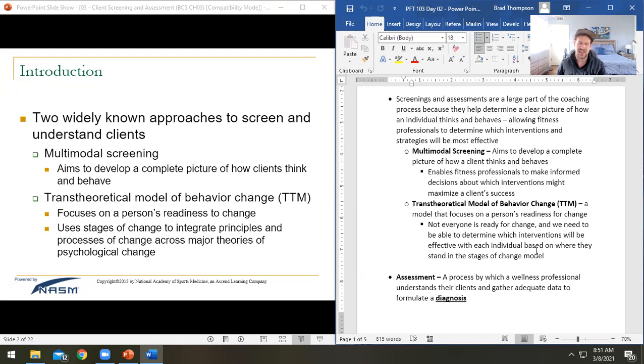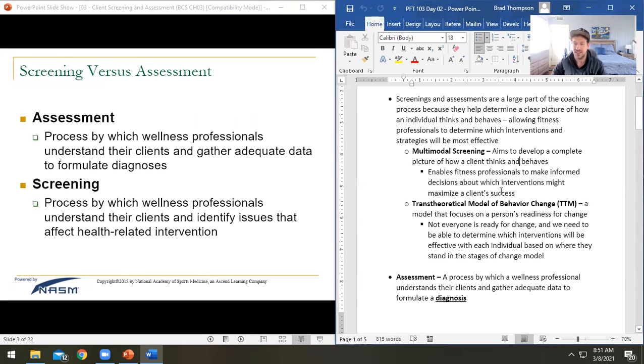If I find they've been inconsistent, which is a pretty common thing and generally what most people say, I will immediately start making a couple of assumptions and strategies in my head: this person has struggled being consistent, so we need to find a way to make it part of their routine. That's something we can screen for in this initial assessment. So that's what we're looking at today: multimodal screening aims to develop a very clear picture of how our client thinks and behaves.